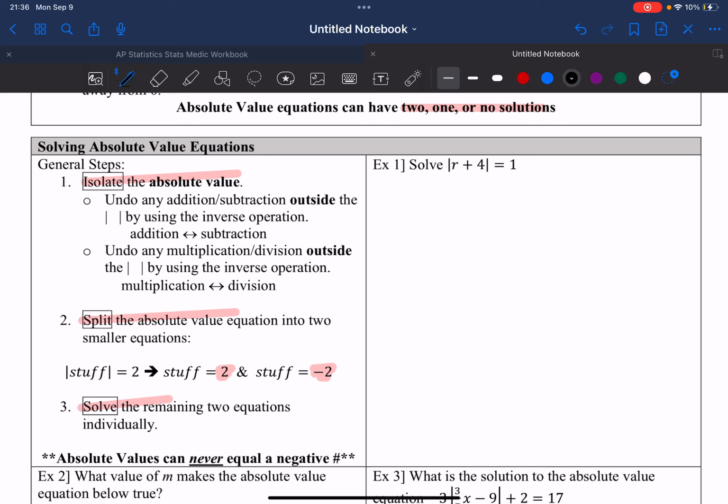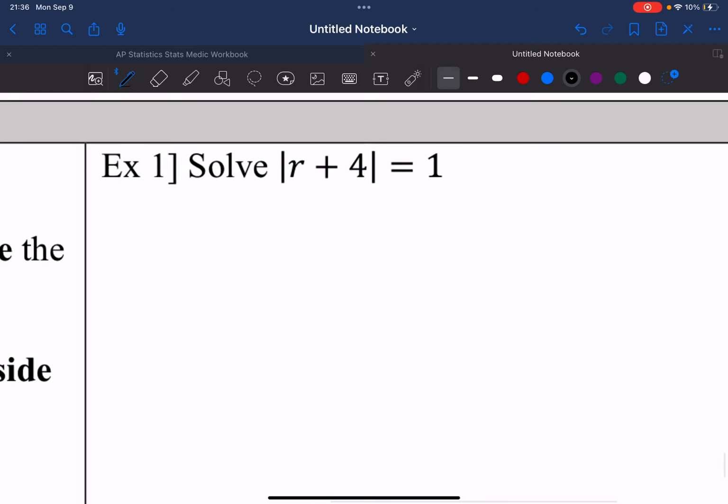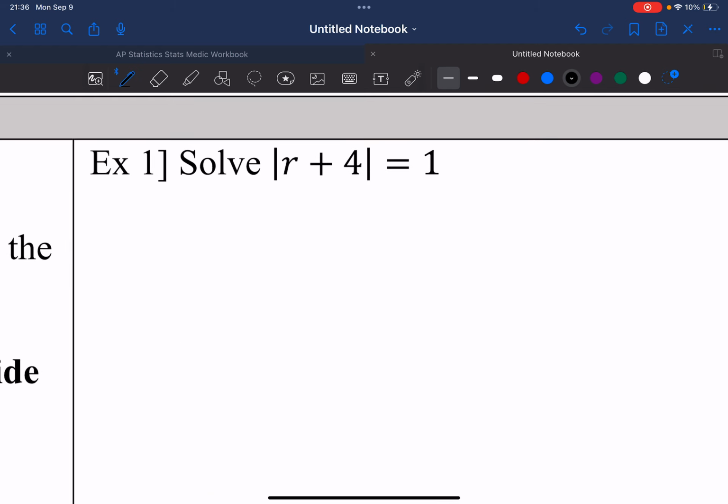So looking at example 1, we have the absolute value of r plus 4 is equal to 1. This absolute value is already by itself, so that means we are going to create our two equations. We have r plus 4 equals 1 and r plus 4 equals negative 1. And then we're going to solve for r separately.